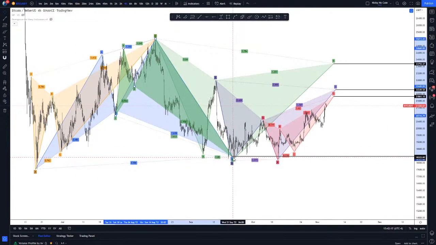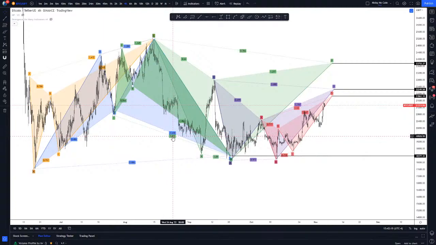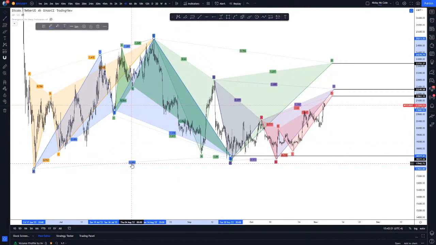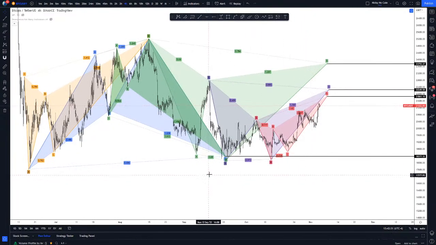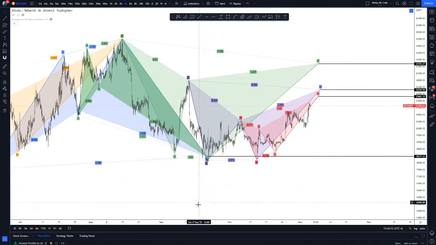But the 1618 is right here. So you have this 1618 that coincided with the 886 on the shark, and your buy zone would have been right down here, right around like 18.4. And sure enough, if you placed any bids at 18.4, you caught the wicks into it.